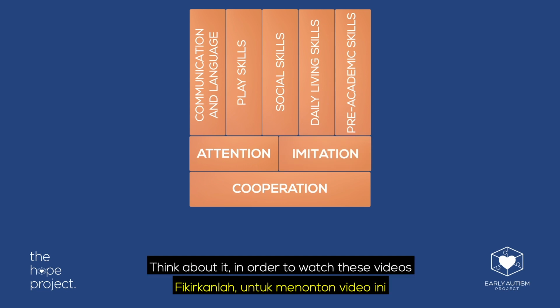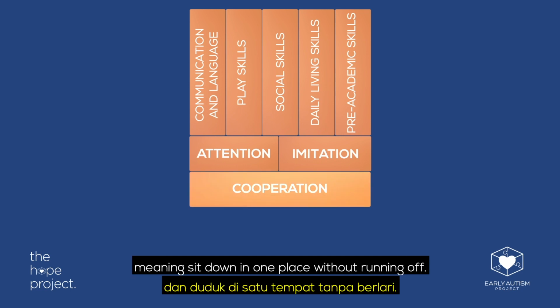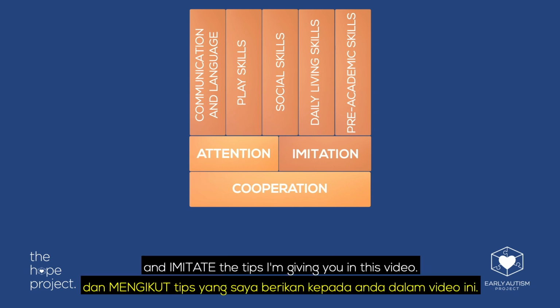Think about it. In order to watch these videos and learn what you're learning right now, you need to be able to cooperate, meaning sit down in one place without running off, attend to the content of this video without zoning out, and imitate the tips I'm giving you in this video.